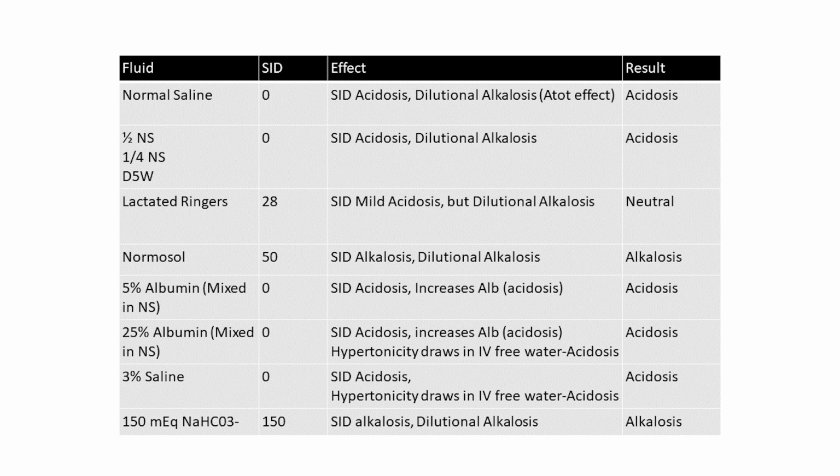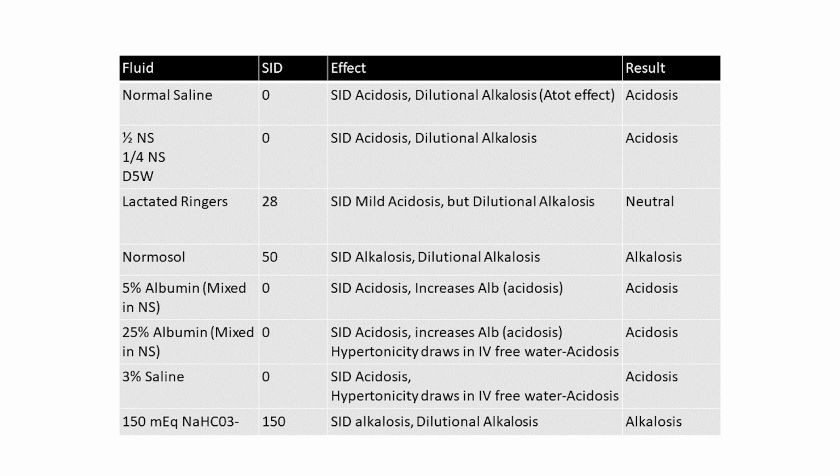Here's all the fluids and what the SID is. So normal saline has a SID of 0. It is very acidotic. Anything that has a derivation of this, so half normal saline, quarter normal saline, all of that has the same difference between the sodium and the chloride, so it trends towards acidosis. Water trends towards acidosis. It has the same amount of sodium and chloride. Lactated ringer is 28 that we talked about. It's fairly neutral when you account for the alkalosis.